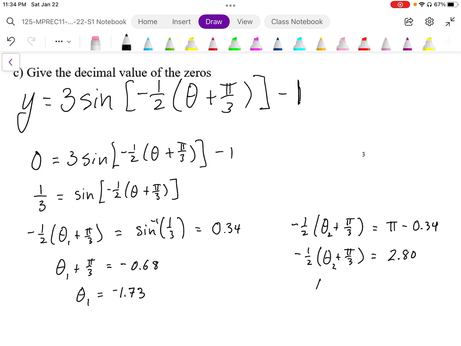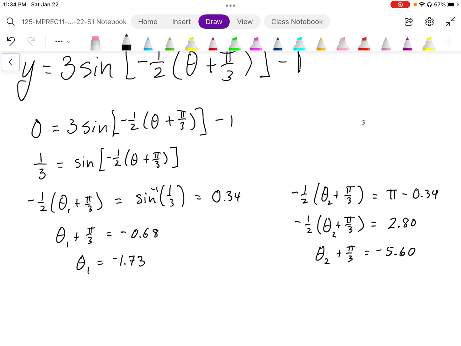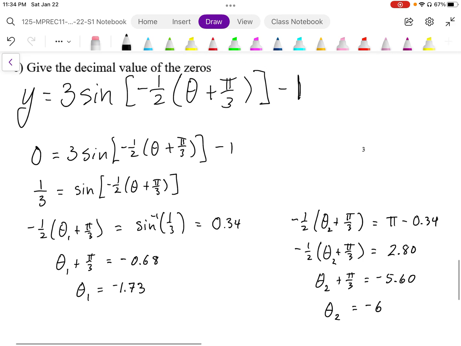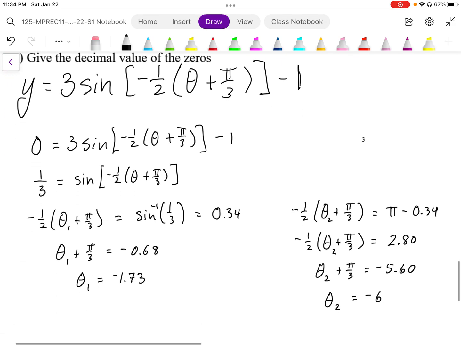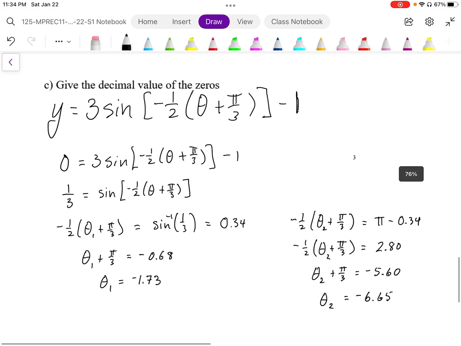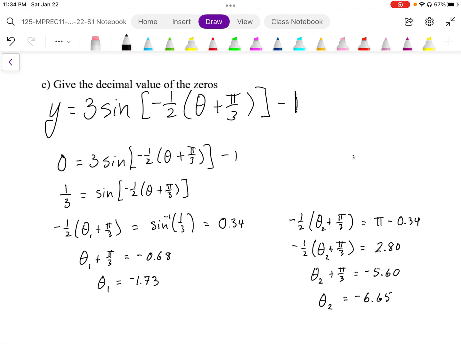Multiply by negative 1/2, and we end up with negative 5.6. And then subtracting pi over 3, we get negative 6.65. So 6.65, and there's our theta 2, and this is solving it algebraically. Again, we don't always have to do this, but it's good practice to be able to solve these things algebraically as well.